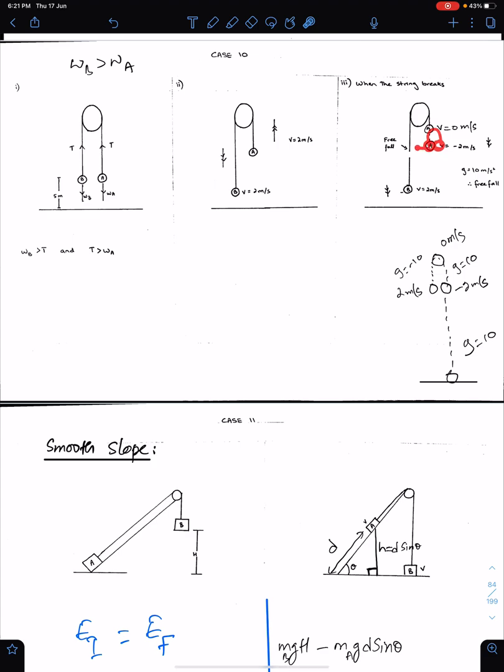Here, the velocity of A is 2, and when A will come back to its initial position, the position when the string breaks, its velocity must be minus 2 because the motion is in opposite direction. So this will be the initial velocity of A for the next motion. And G must be 10 because the motion is under gravity. So make sure if the velocity of A is 2 here, then for this motion, the initial velocity of A must be minus 2 because motion is in opposite direction.